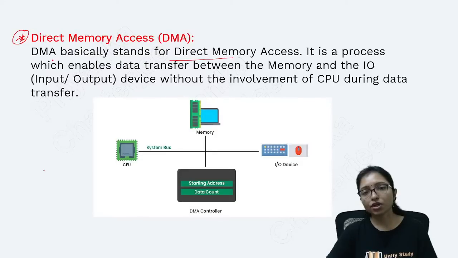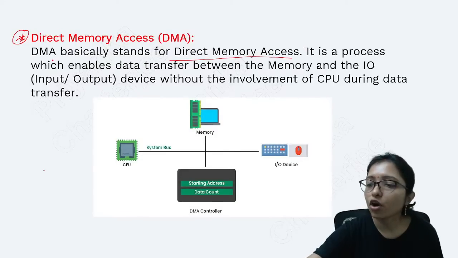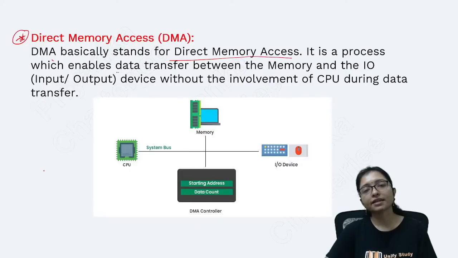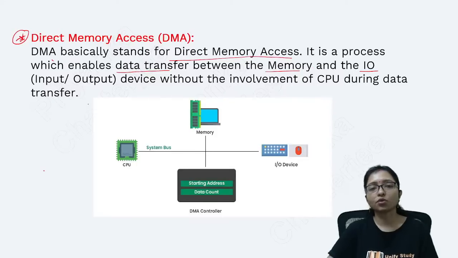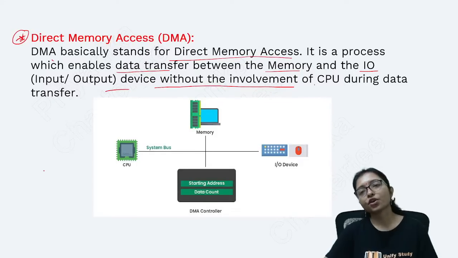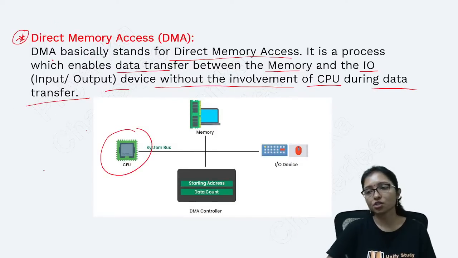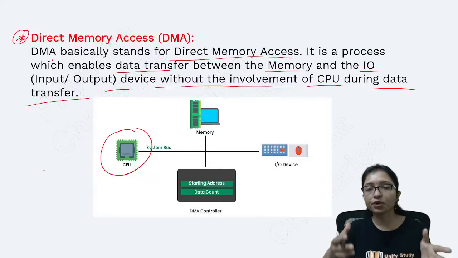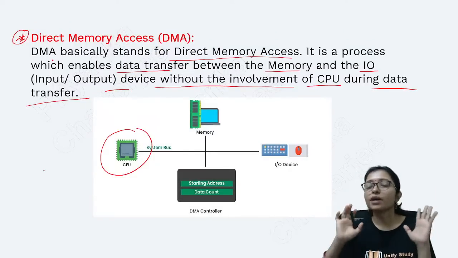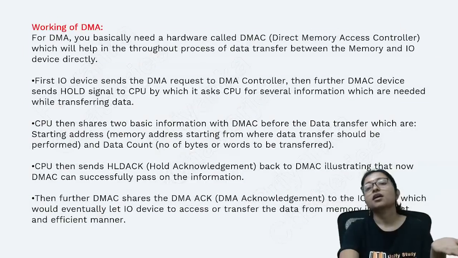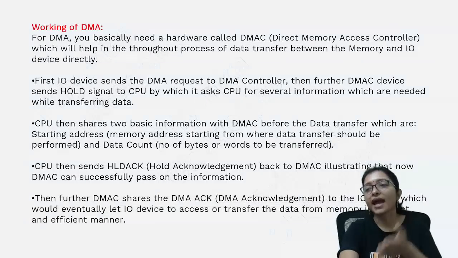Direct memory access is going on where the CPU will not be involved at the time of transferring data between memory and input output device. CPU will not play the control here. It is a process which enables the data transfer between memory and input output device without involvement of the CPU during the data transfer. Now the question is, as the CPU is not involved, how much CPU time will be wasted? That depends on how the CPU is giving access to the direct memory access controller.